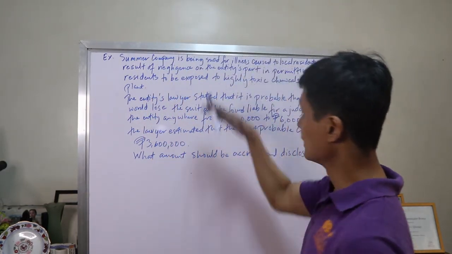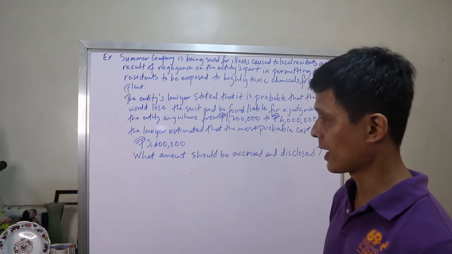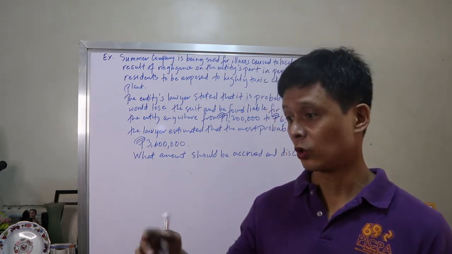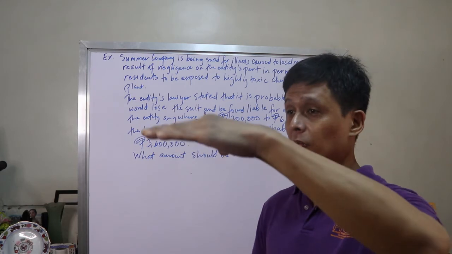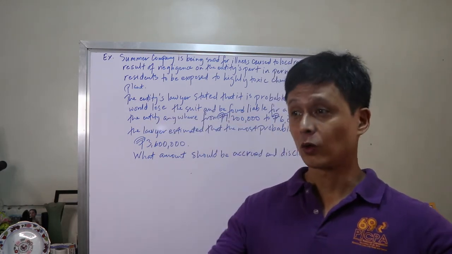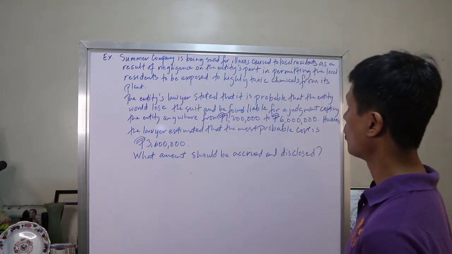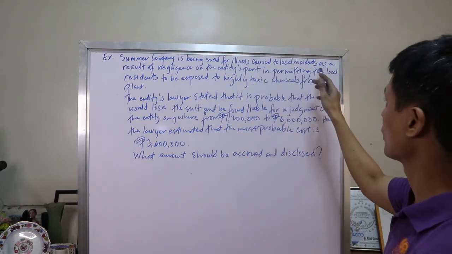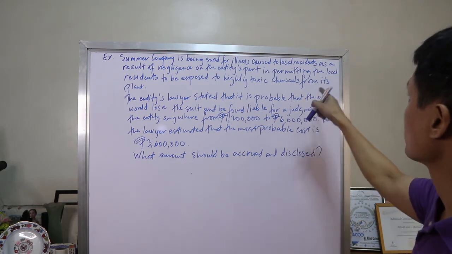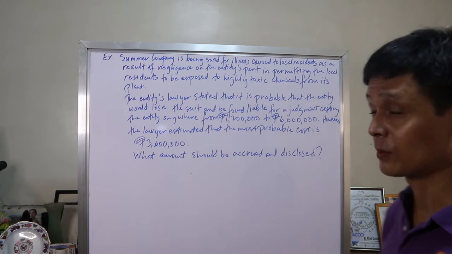Now, this is a combination of yung sa provision and contingent liability. Remember, pagka remote yung liability, which is 10% or less, no? Then there's no need for disclosure, no need for accrual nor disclosure. So summer company is being sued for illness caused to the local residents as a result of negligence of the entity's part in permitting the local residents to be exposed to highly toxic chemicals from its plant.